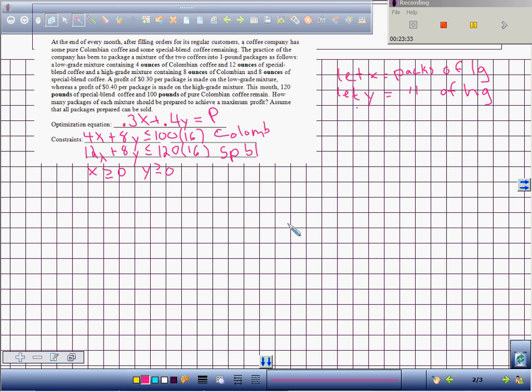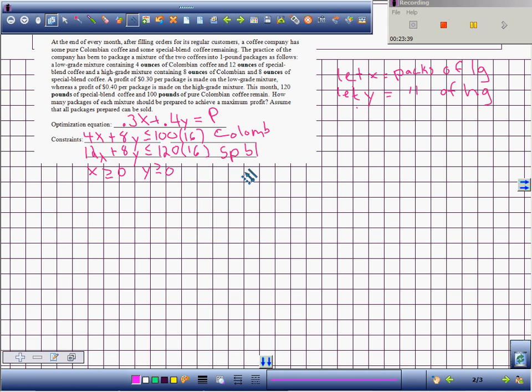And I'm going to graph these. Is that okay if I graph these? Sure, go ahead. So let's do it.